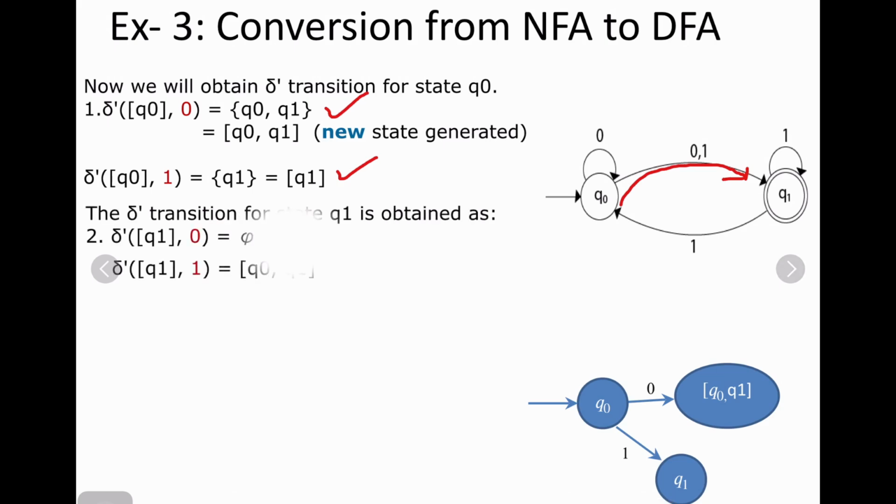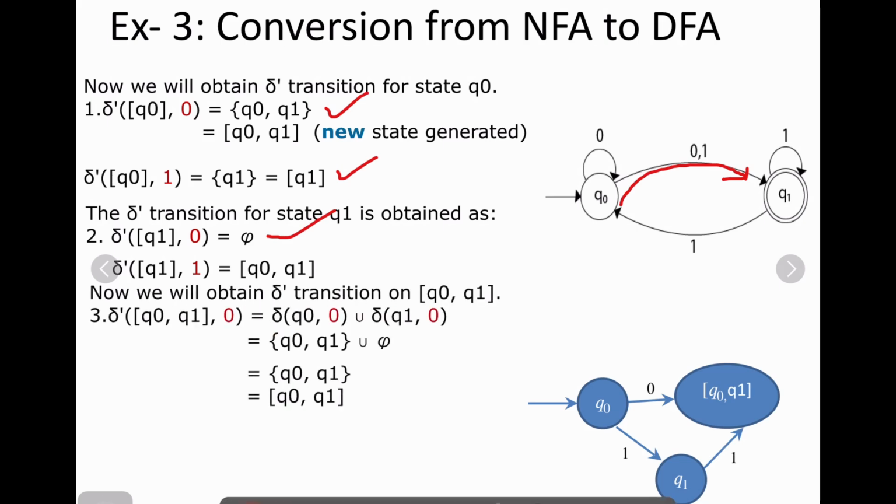Again you have to find, from the new state, the transition for that. Q1 on 0, there is no transition at all. Q1 on 1 will go to Q0 Q1. So Q0 Q1 on 1. There is one more state, Q0 Q1 on 0. You will get Q0 Q1.